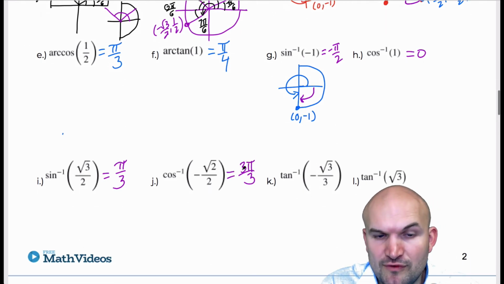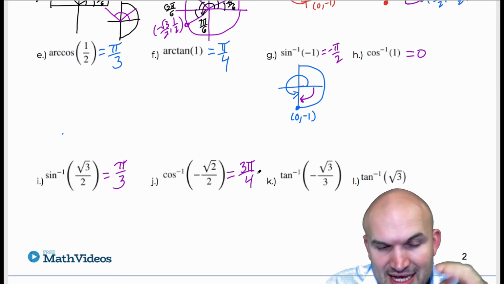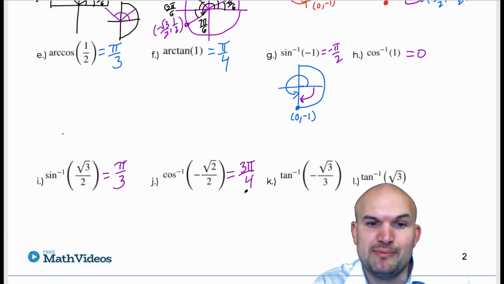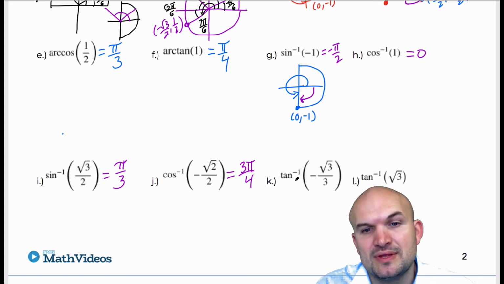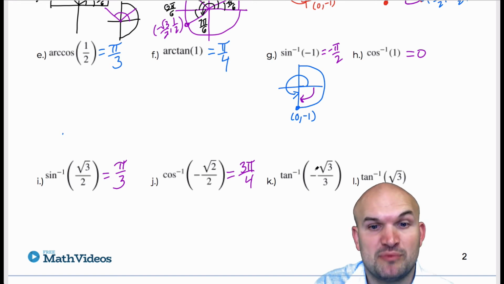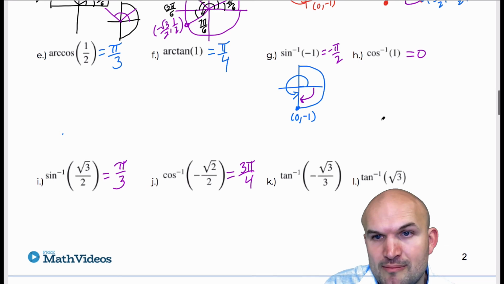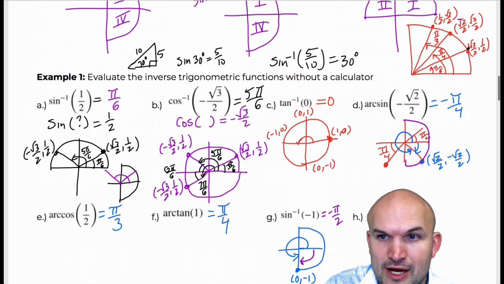Because 3 pi over 4 has the same coordinate point as pi over 4 in the first quadrant, but 3 pi over 4 is in the second quadrant. All right, so the tangent ones stink if you don't have enough practice. But if you've done a lot of these practice, you're going to get these rather quickly. So remember our coordinate points. Tangent is y over x.